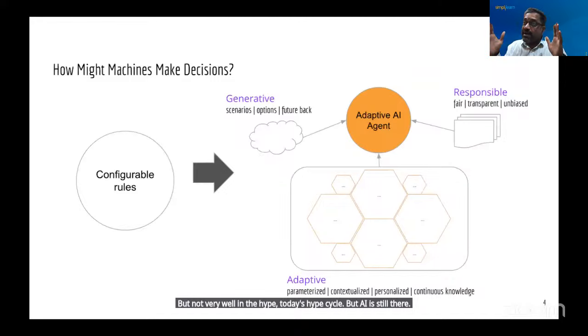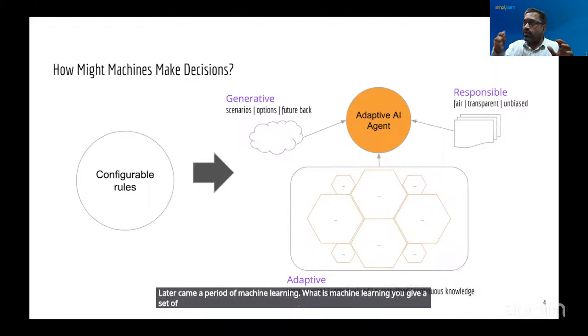Later came a period of machine learning. What is machine learning? You give a set of examples and you have outputs there. So basically you have several variables of X and a variable called Y. That Y needs to be predicted based on X.